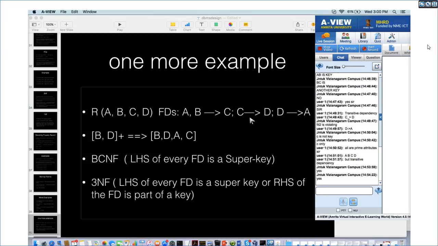The second one doesn't satisfy the BCNF requirement because the LHS of the functional dependency, C, is not a super key. But the RHS is part of a key. Similarly, this functional dependency also satisfies the 3NF requirement. So, which normal form is it in?